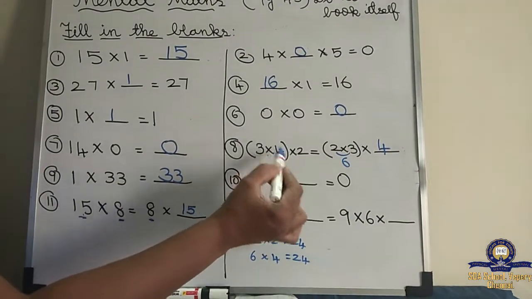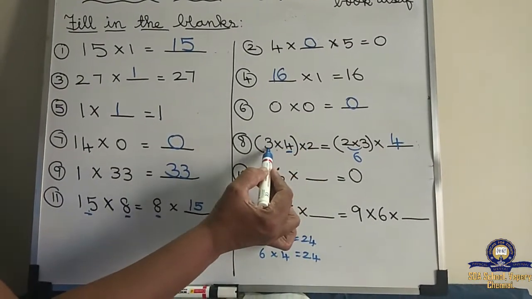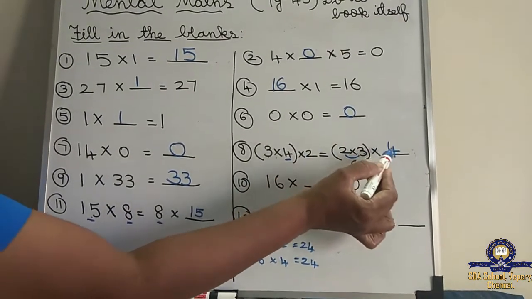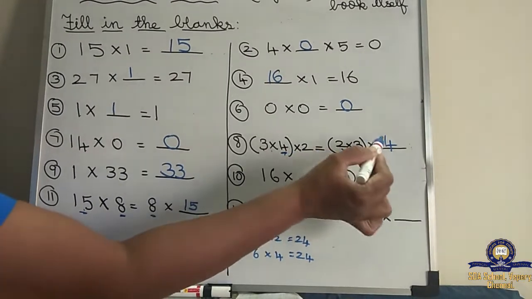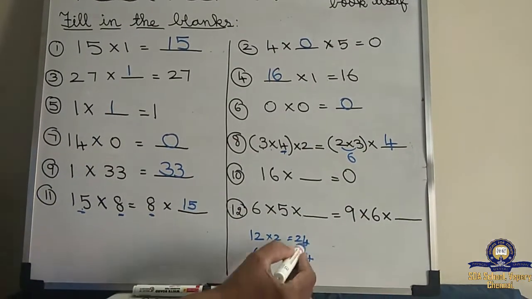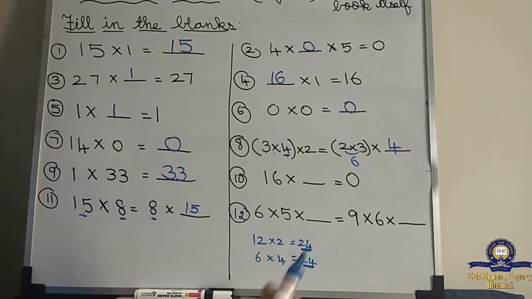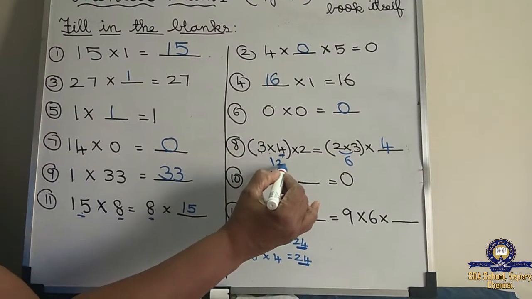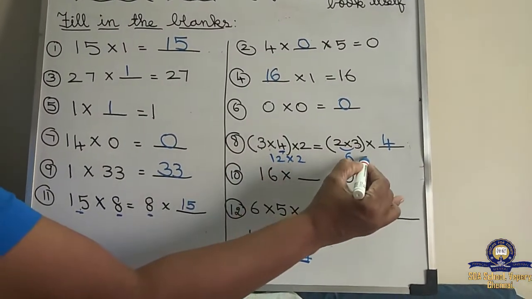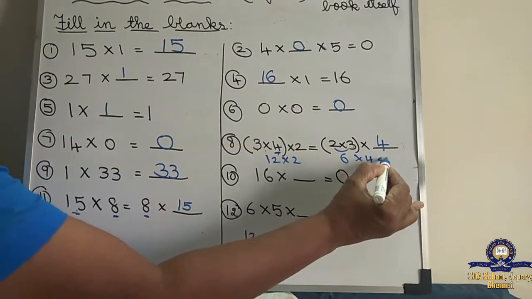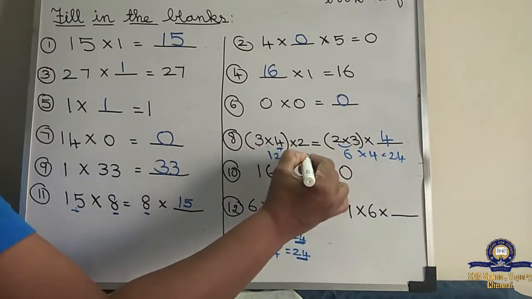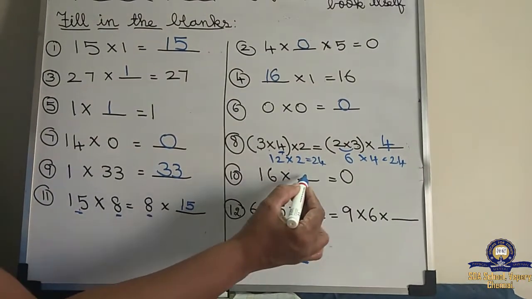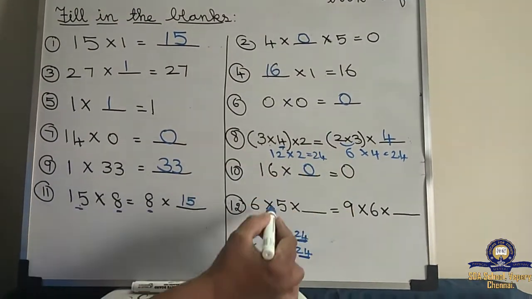Understood? So when we put, the number is the same. See here 3 into 4. Here 2 into 3 is given. Here 2 into 4. Then what number is missing you have to write here. Understood? The answer is the same. Can you see, children? Here 12 into 2 is 24. Here 6 into 4 is equal to 24.